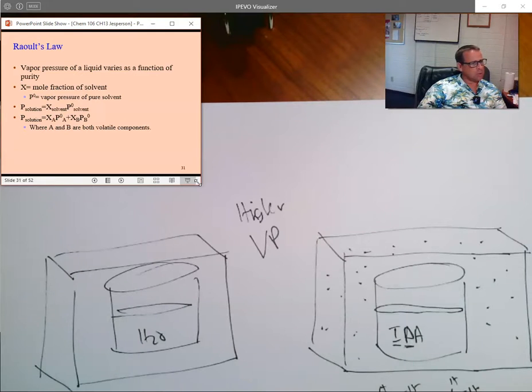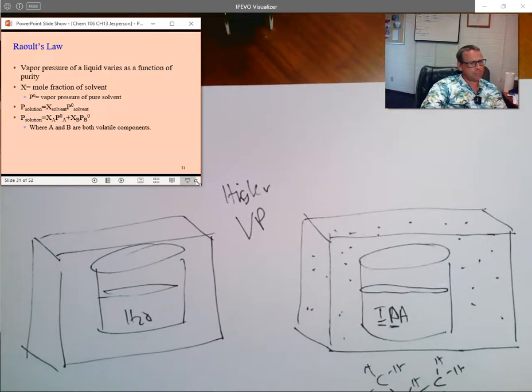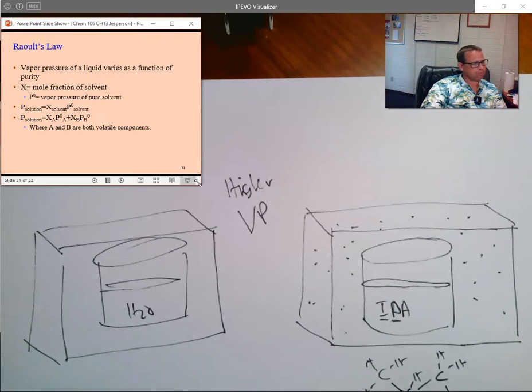What do you think, Taewon? Which one will have a higher vapor pressure? The isopropyl alcohol or the water? Isopropyl alcohol. Very good. Isopropyl alcohol.